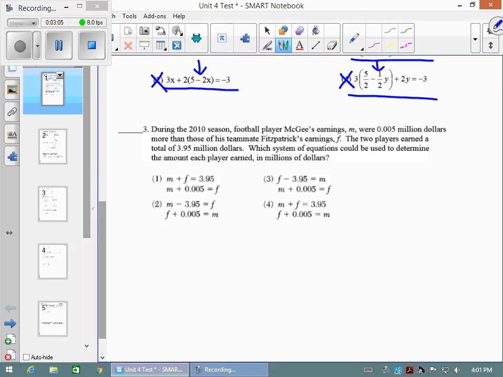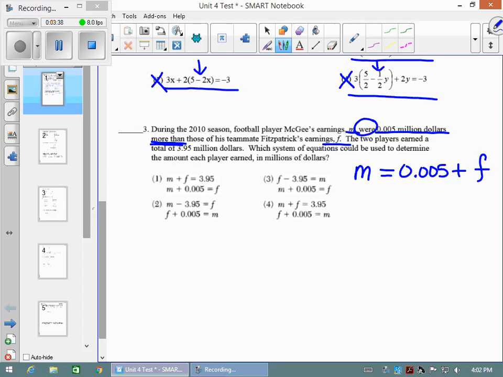So the first thing that we were told is that M, McGee's earnings, were $0.005 million more than Fitzpatrick's, which is F. So M were, which is just another way of saying is, the past tense, so that would be our equal sign, 0.005 more than, sorry, one extra 0 there, 0.005 more than is addition. F is Fitzpatrick's earnings. So that's our first equation.